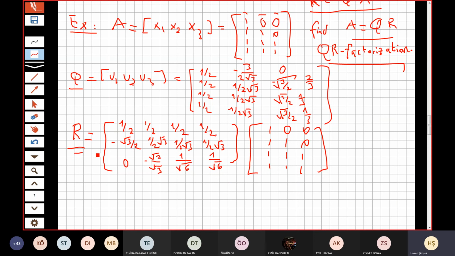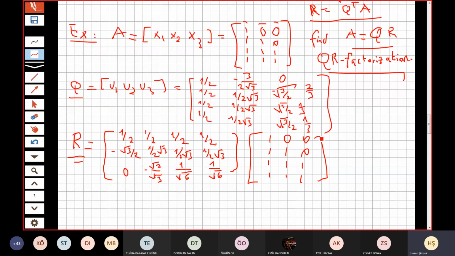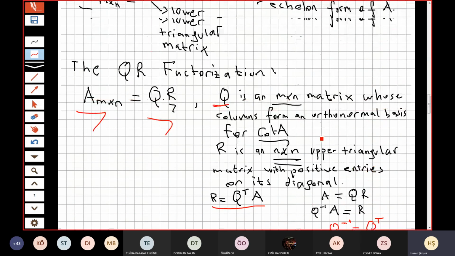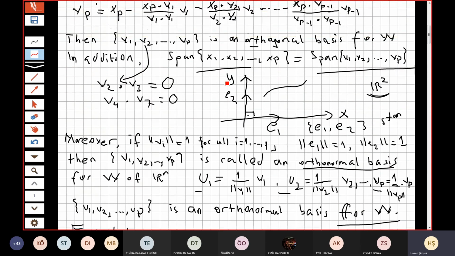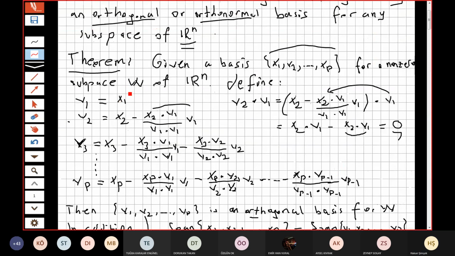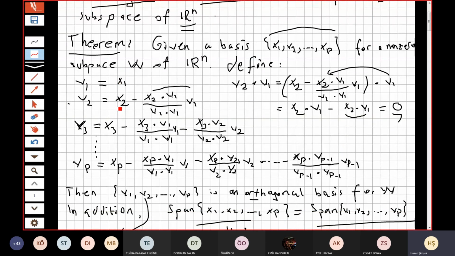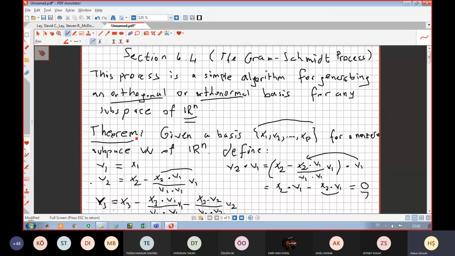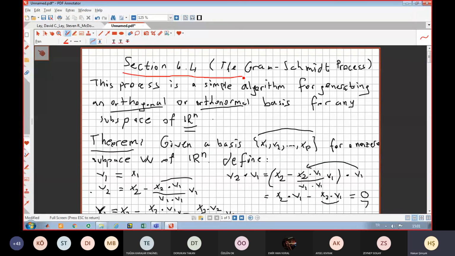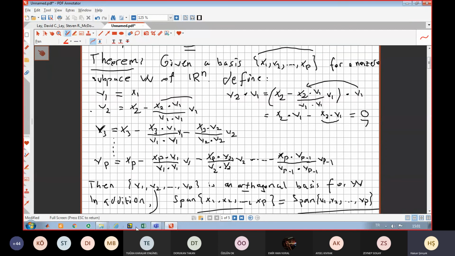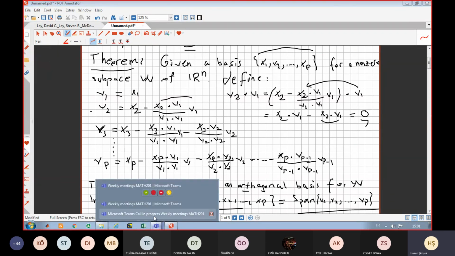Okay? This is called the QR factorization, which is also useful in applied science. From section 6.4, you should know the Gram-Schmidt process written here, and also you should know the QR factorization. This is section 6.4. Do you have any question about that?